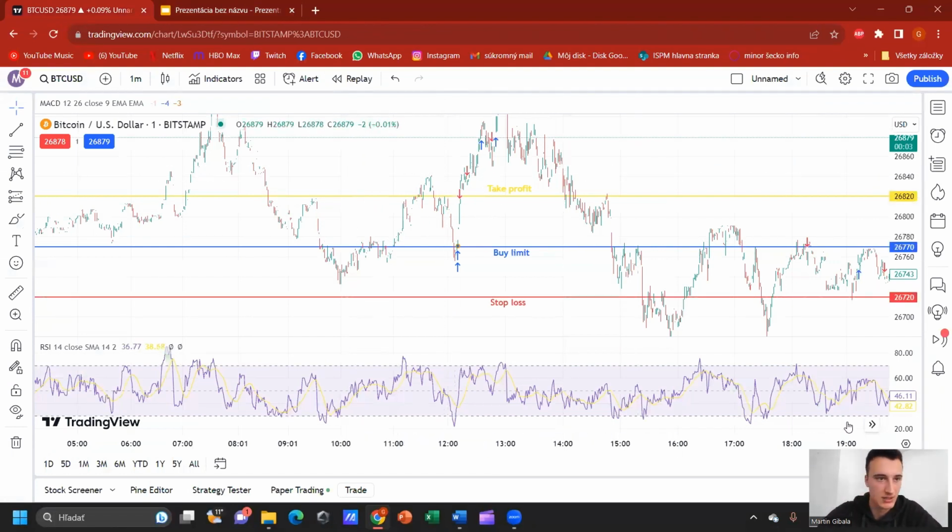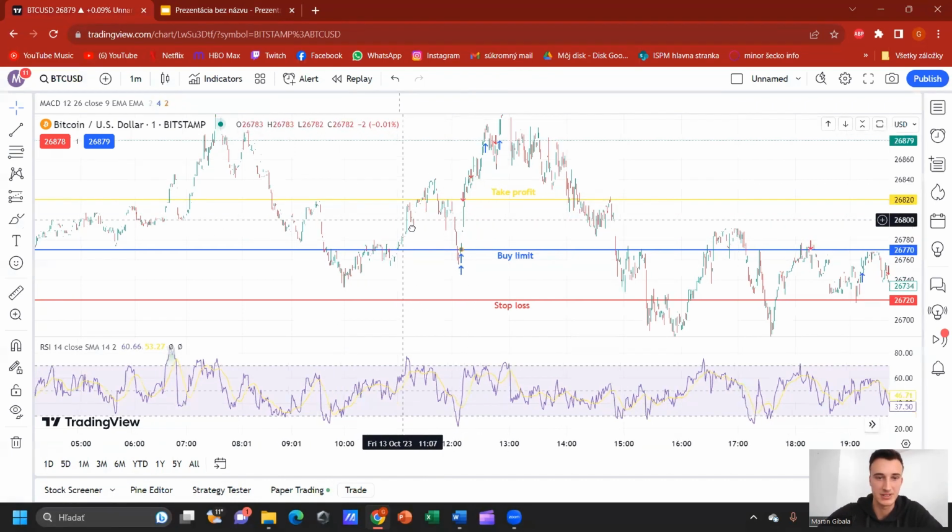So this one is TradingView. I really advise you to use this one, because here you can get imaginary money, and you can really try to do trades on your own. So you can see how good you are and how well you understand the market.